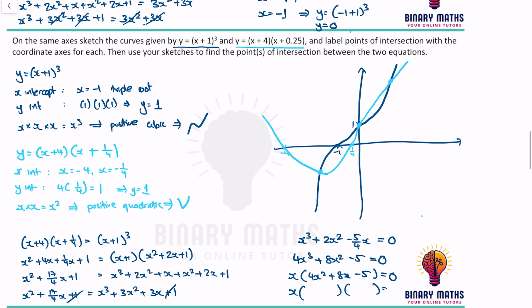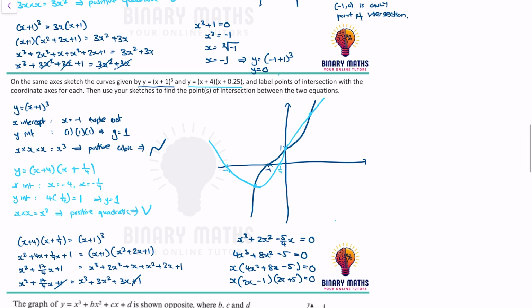So if I factorize it into 2x and 2x, then I know I need to put a positive 5 here and negative 1 here, which means I've got the solution: x equals 0, x equals a half, and x equals -5/2.